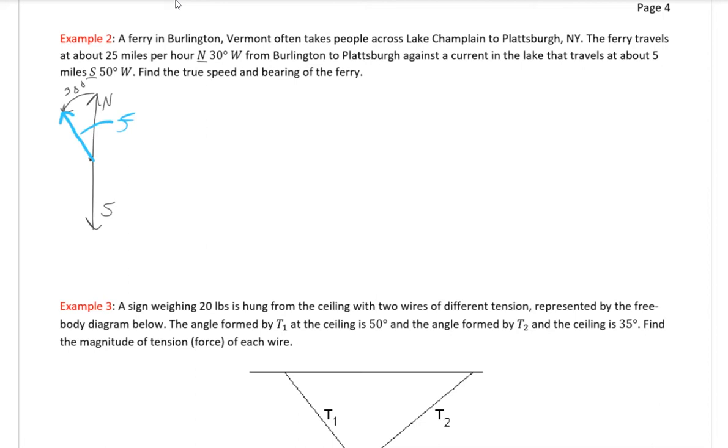However, I also have a current. The current is going south 50 degrees west. So go south first, and then turn 50 degrees in the west direction. So that would maybe be this way. So maybe something like that. This would be my current.